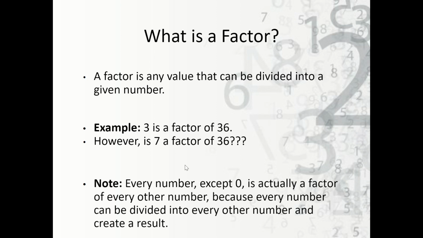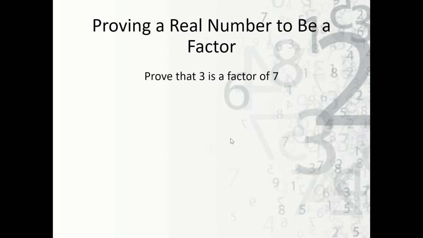Here's what I want you to get out of this. Every number except 0 is actually a factor of every other number, because every number can be divided into every other number and create a result. For instance, I can multiply 7 times something to get 36. Now, it may not be an integer that I multiply it by, but I can multiply it by something and still get 36. So, can I prove that 3 is a factor of 7?